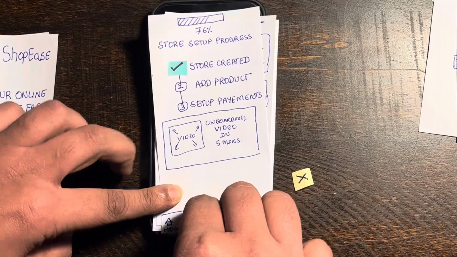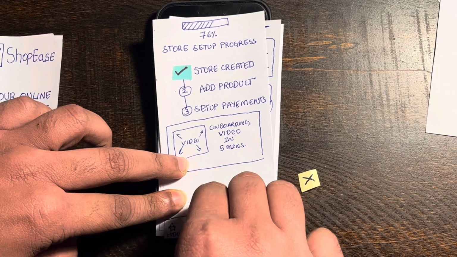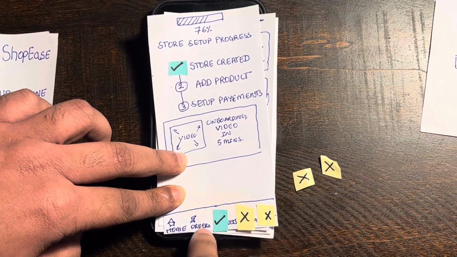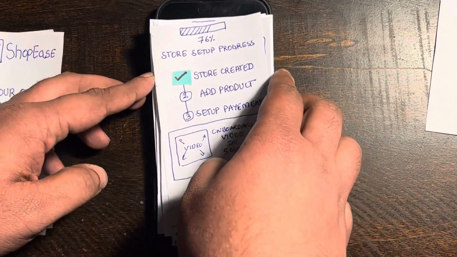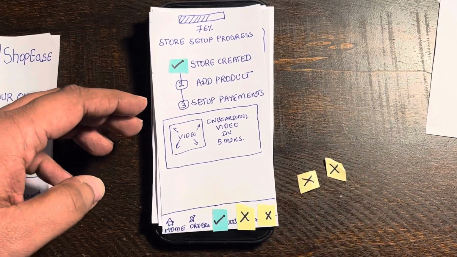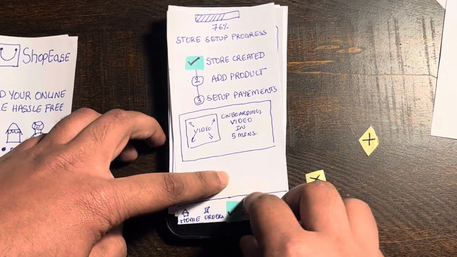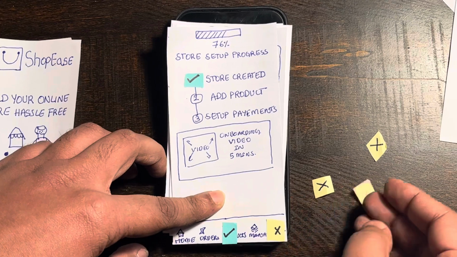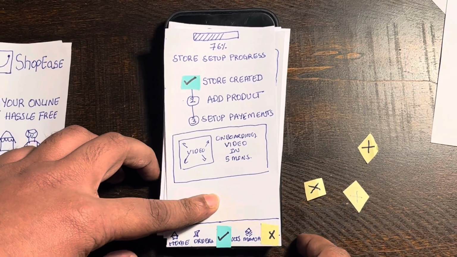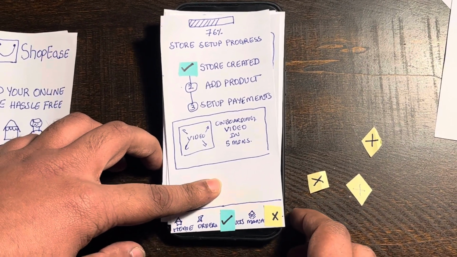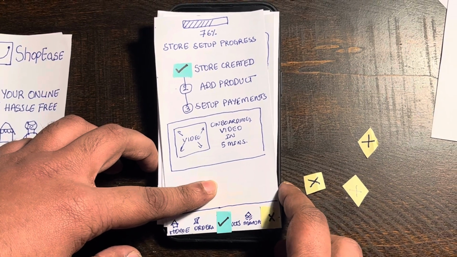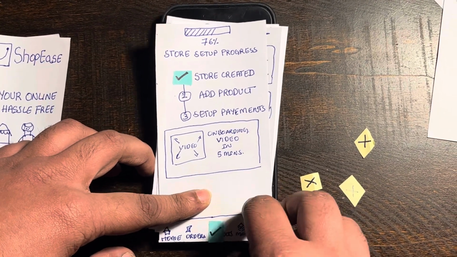Now the second button would be the orders button. So orders indicate all the orders that were processed by the user, by the shop owner, till date. And the next button would be manage. So the manage button will allow the user to manage their payments as well as their account, teams, etc.